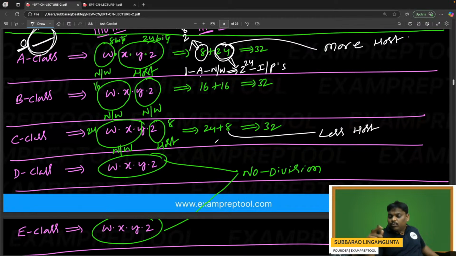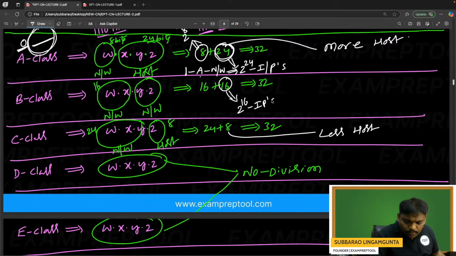Some people are asking, sir, what about class B? See, in class B, if you observe clearly, host purpose is 16 bits, so 2 power 16 IPs are possible. Some people are asking, sir, one class B network contains these many IPs. But the first question is, how many networks are possible? Of the 16 network bits, 2 bits are fixed, remaining 14 bits. So 2 power 14 class B networks are possible.